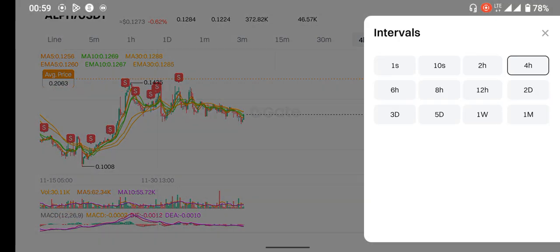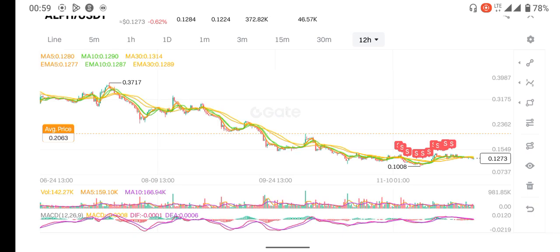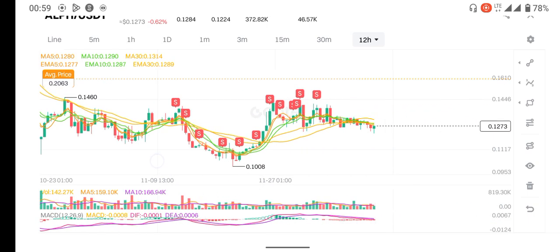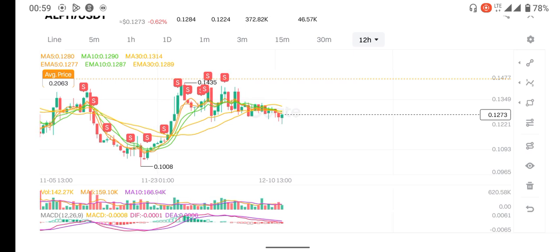Let's head to the 12 hours time frame. In the 12 hours time frame, a candle represents 12 hours. We can see that we're moving on a lateral trend within here and here. It's actually good, it shows a consolidation.